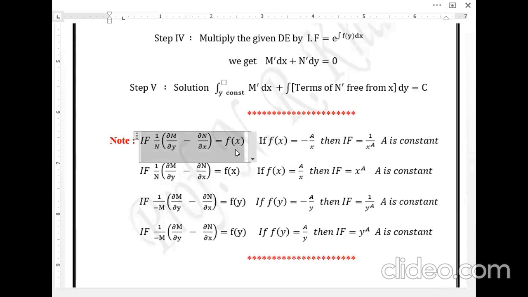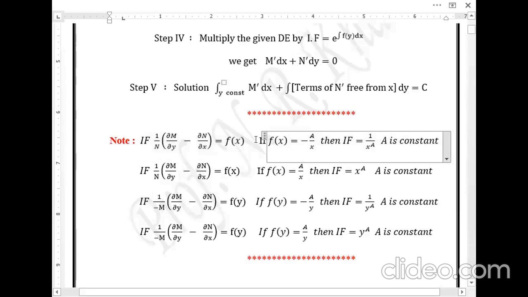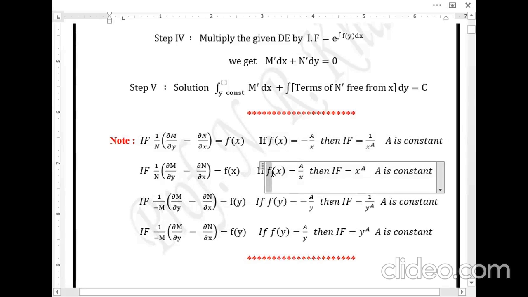Rule number 3 tells us the given subtraction divided by N gives only a function of the x variable. If this function f of x is in the form of minus a upon x, then the integrating factor is directly written as 1 upon x raised to a, where a is an arbitrary constant. In a similar way, when the function f of x is in the form of a upon x, only the minus sign is not present, then the integrating factor is x raised to a.